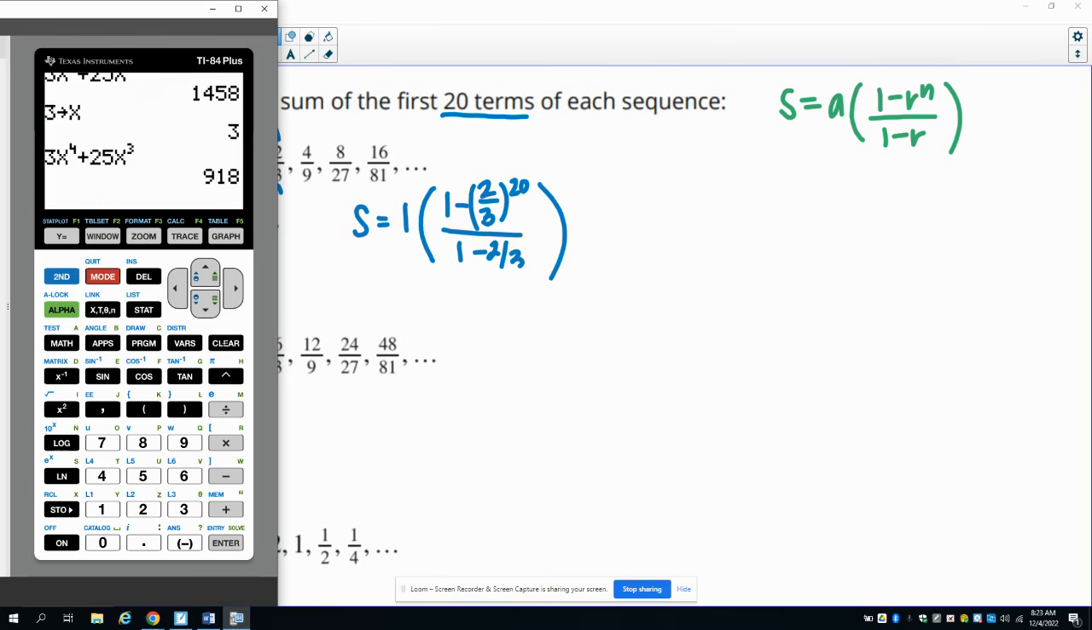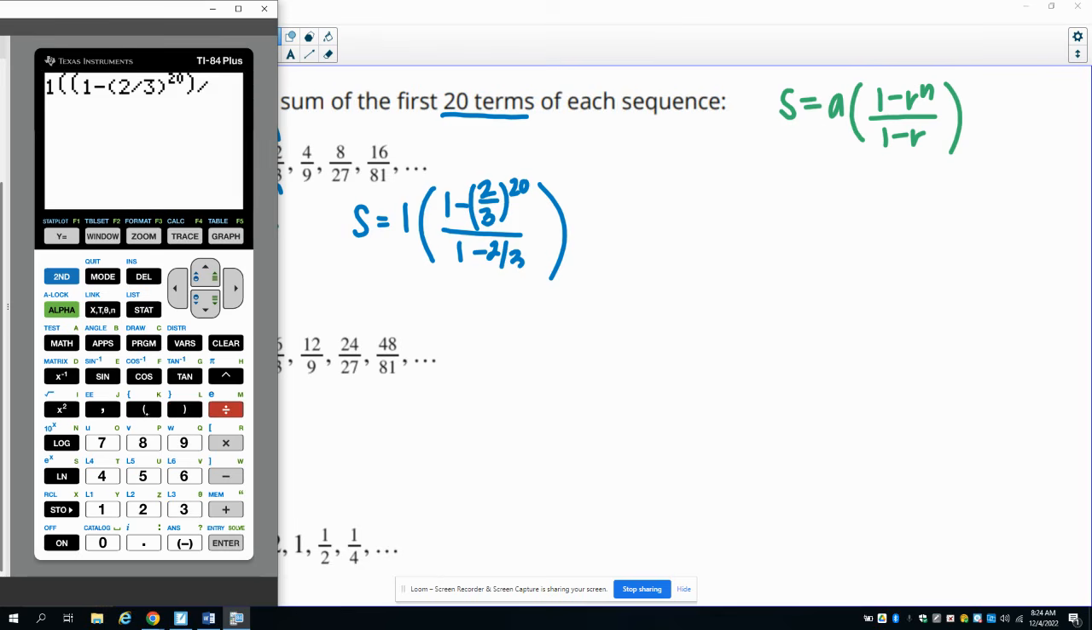So on your main screen, you can type in 1 if you want to. It's not going to matter in this case because it's a 1. Then I would put in 2 parentheses. So 1 for the top. So here's the top, 1 minus, and then you're going to want to put a parenthesis here for 2/3. And then you want that 2/3 to go to the 20th power. Then we'll close the parenthesis. So this is the top.